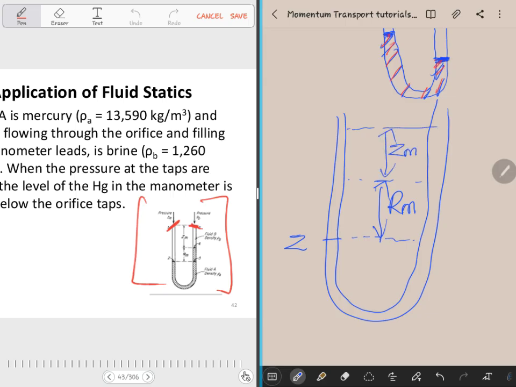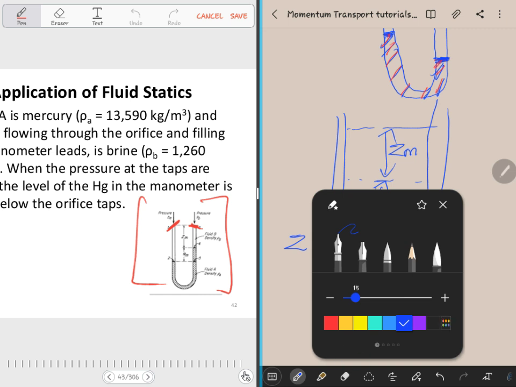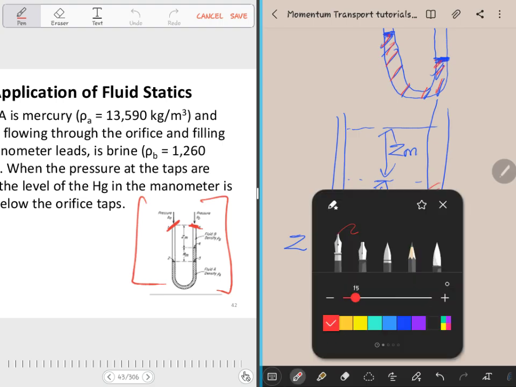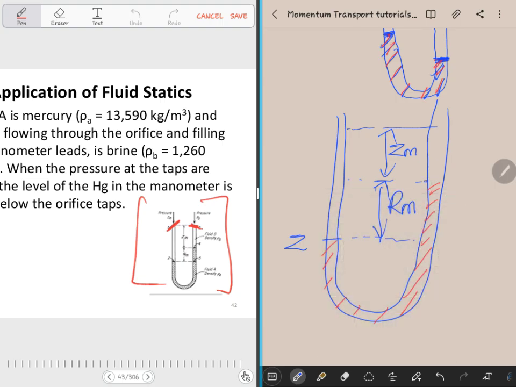And then we are seeing that this one is the mercury. Let me use red for that one. This one here is the mercury. Wait, yeah, it goes up a bit up to this side. So this one here is the mercury.